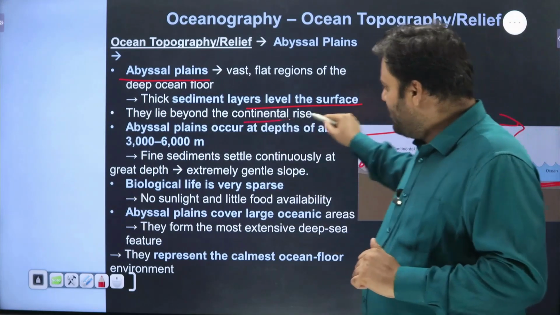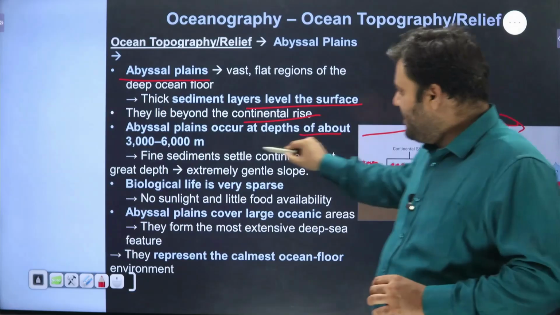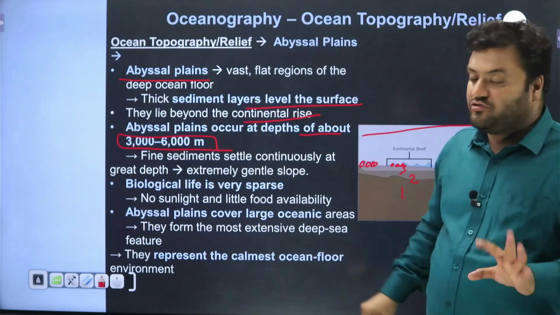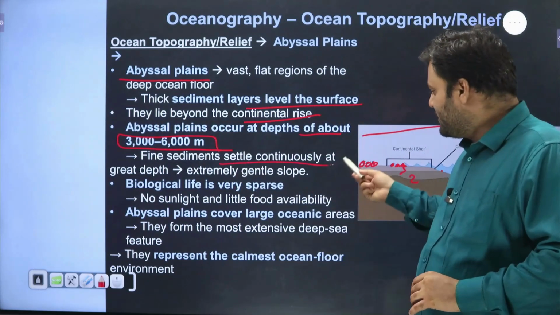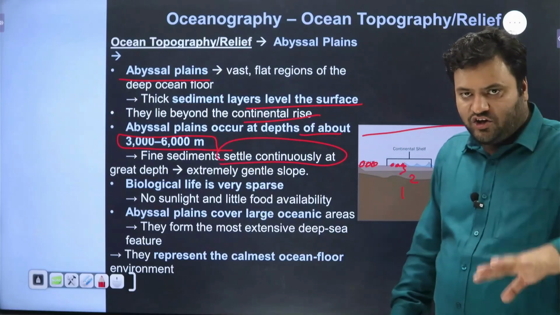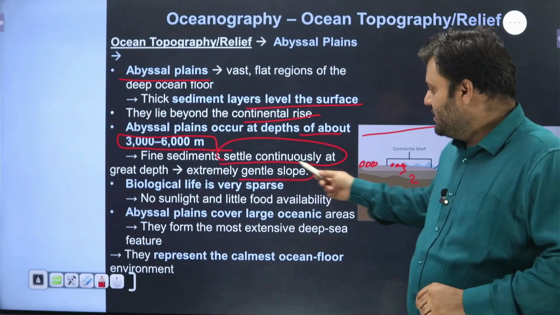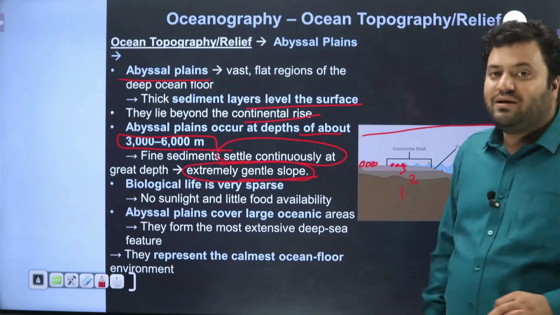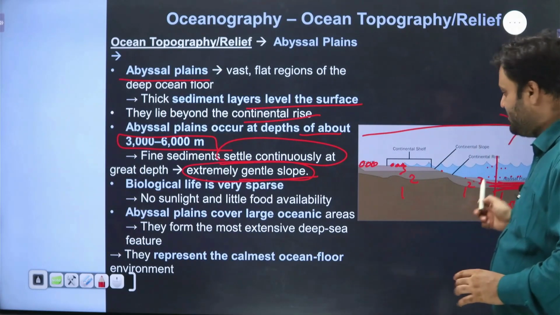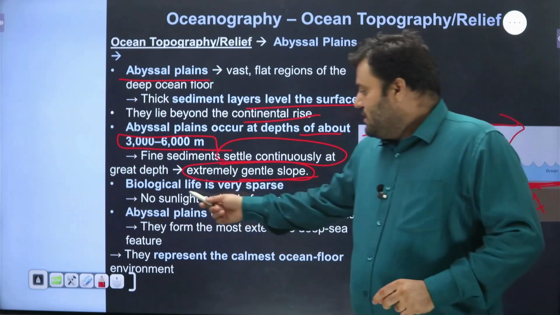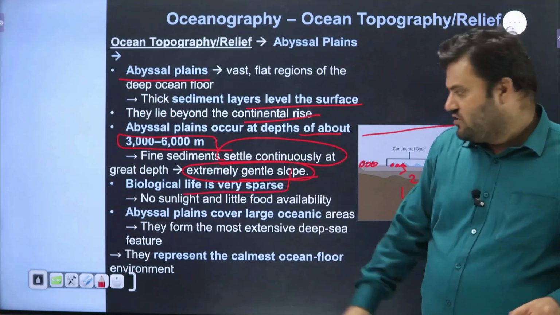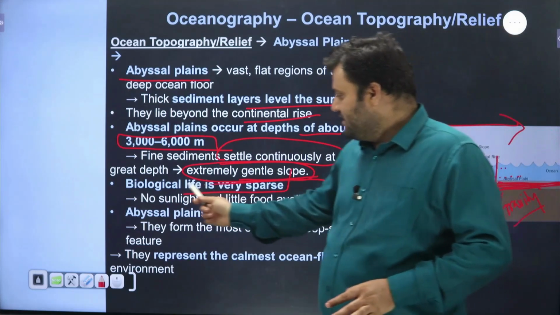They lie beyond the continental rise. Abyssal plain may have a depth ranging from 3 to 6 kilometers. Fine sediment settles here at a huge depth, and here you will see that we have extremely gentle slopes. Biological life is very sparse. No sunlight is there, so very little food is available.